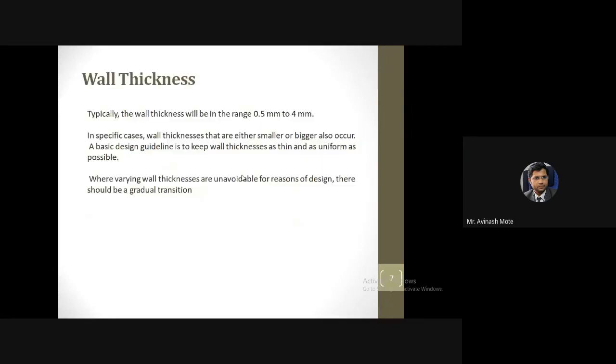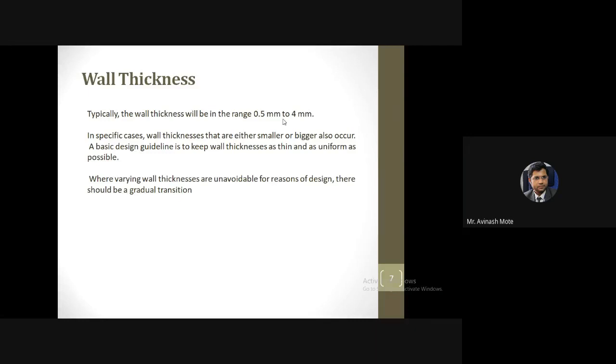Then we have gone for the very important one, that is wall thickness, which is required for each and every component. The range you will have to keep in mind: minimum 0.5 millimeter and maximum 4 millimeter. Two things I told you. First, if wall thickness is very less, you can save material and the cost of the component will be less. But parallelly, the problem is that the wall is not going to be strong, so it can collapse or distort easily.